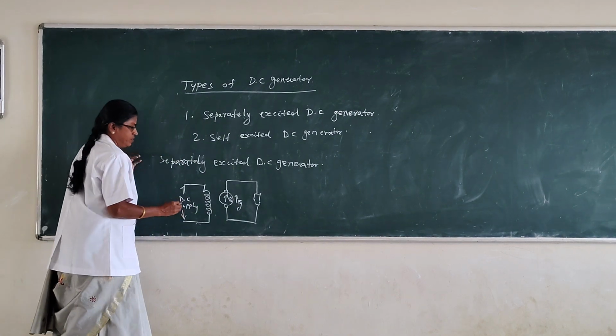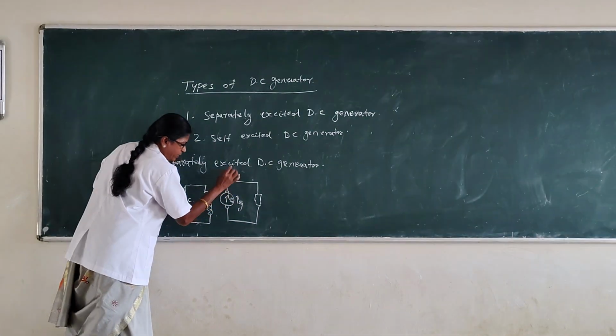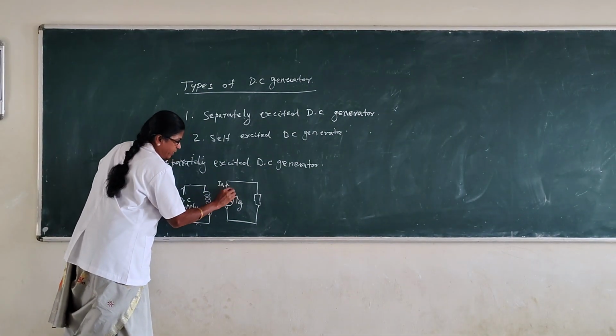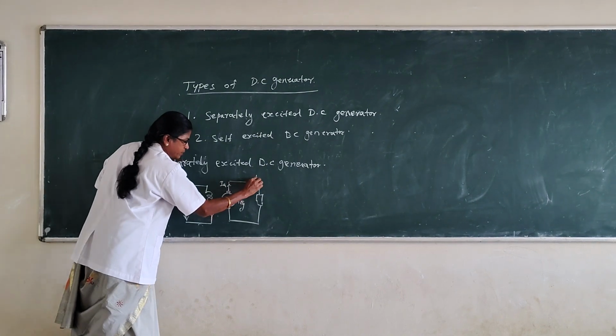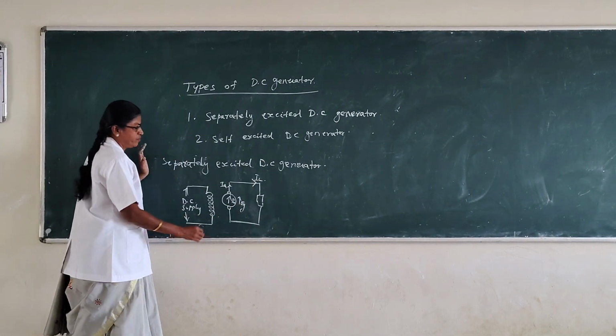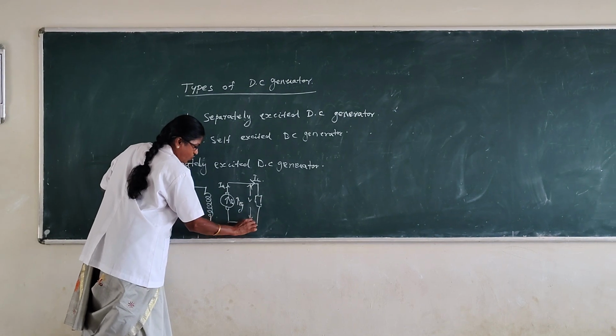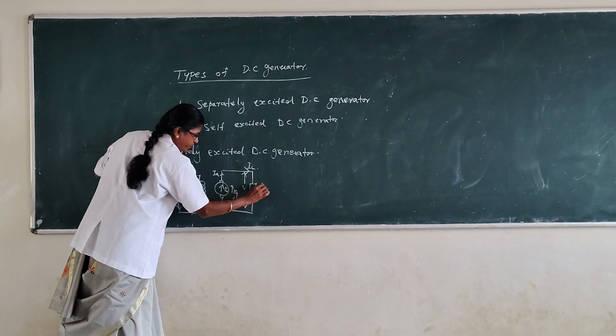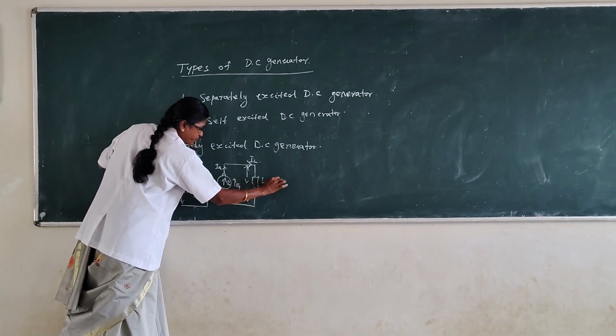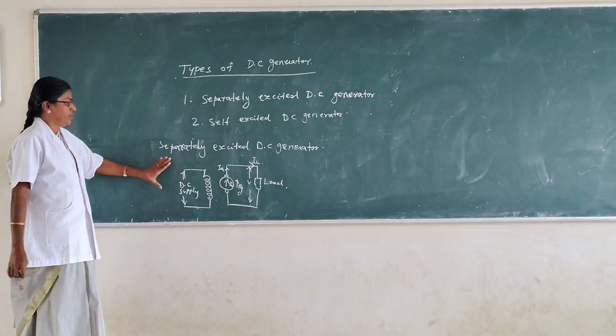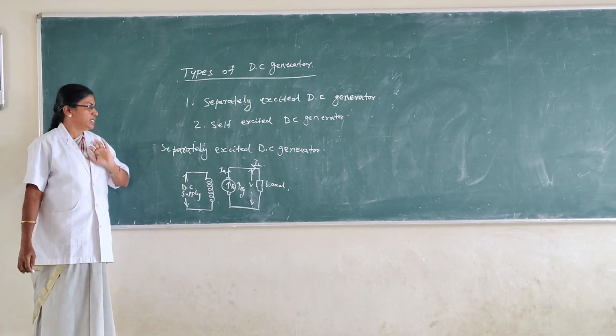Eg means generated EMF. Then Ia is the armature current. Then the current flowing through the load is represented by IL. Then the voltage across the load is represented by V. This is the load. This is the circuit diagram of the separately excited DC generator.